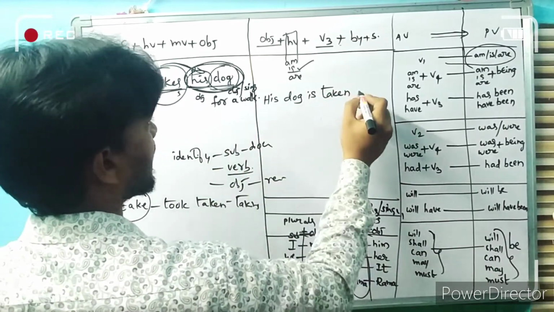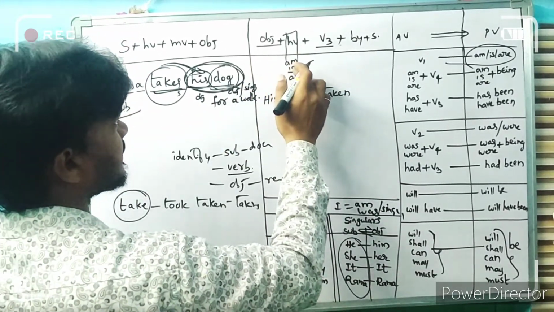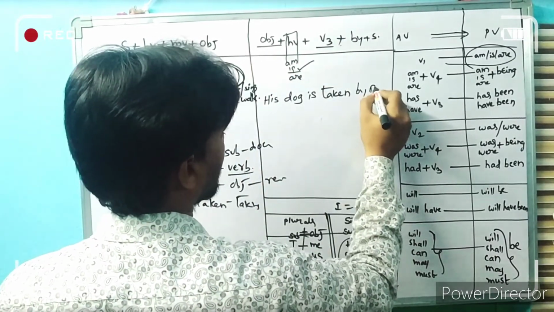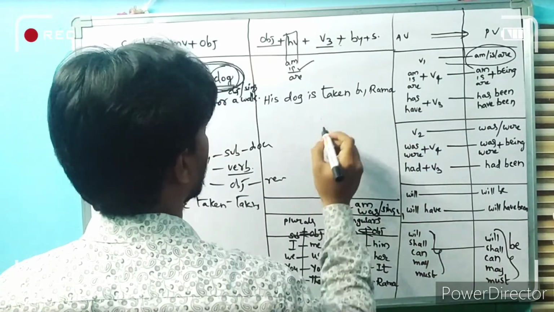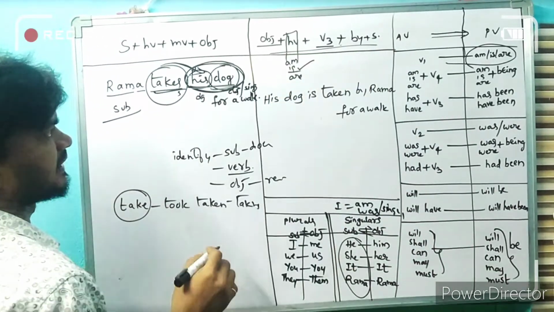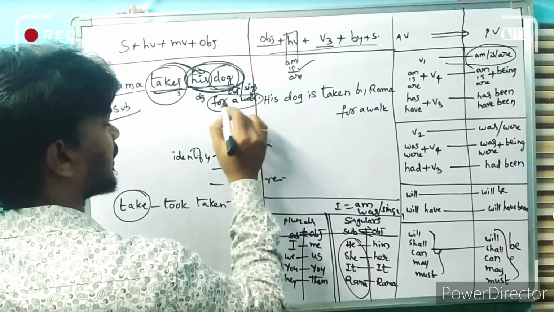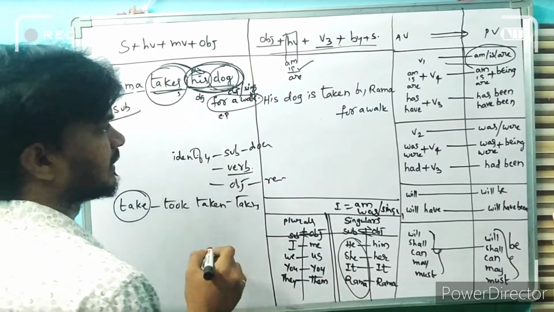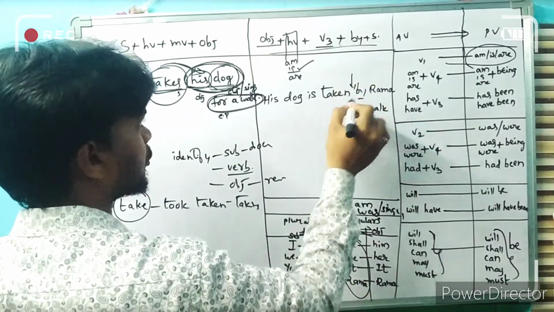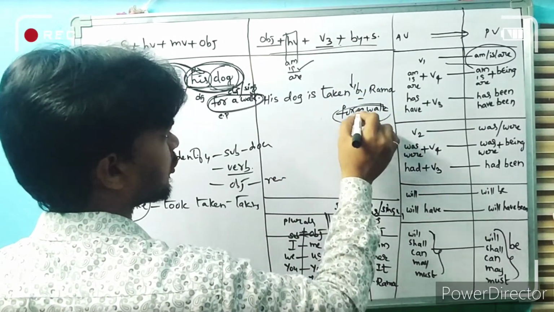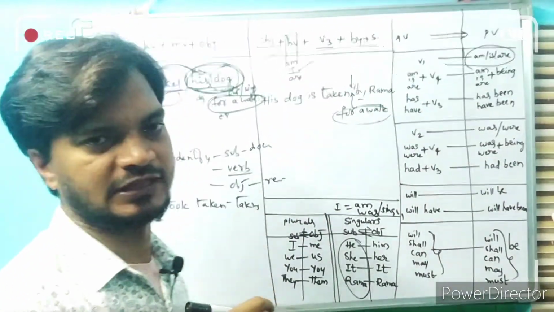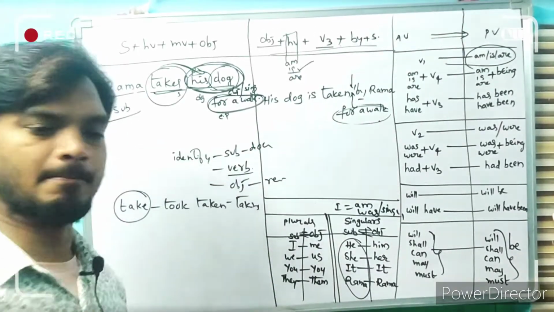Taken, his dog is taken by Rama for a walk. So according to the structure I have written. Then what is this, for a walk? This is an extra part of the sentence. Generally we write this extra part before the preposition by. Okay, we can write it here also, no problem. His dog is taken for a walk by Rama.